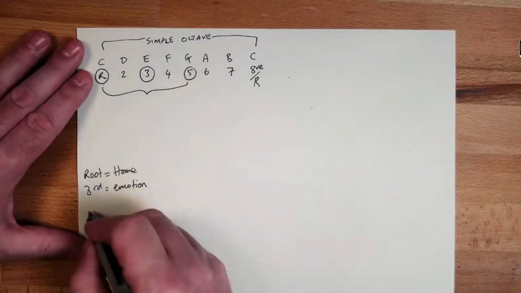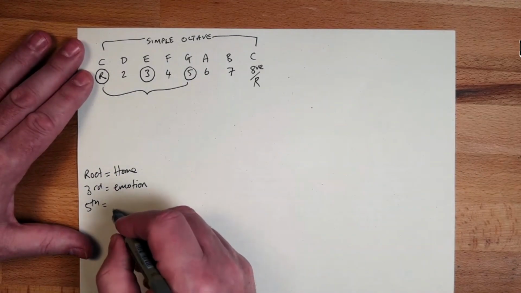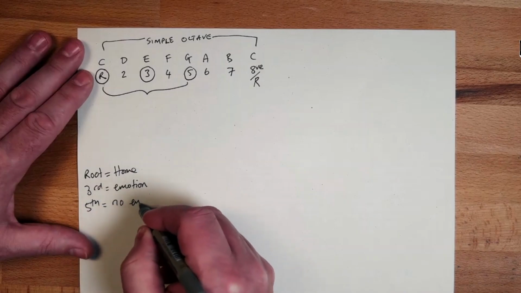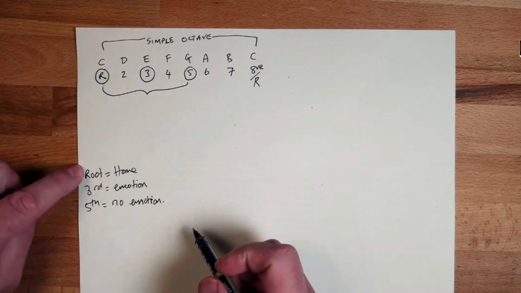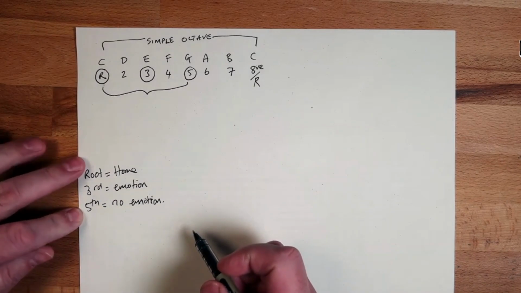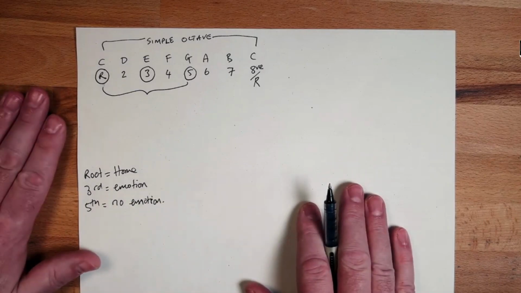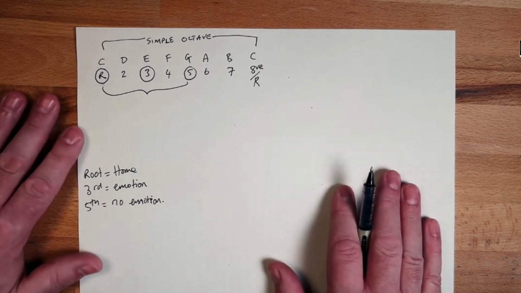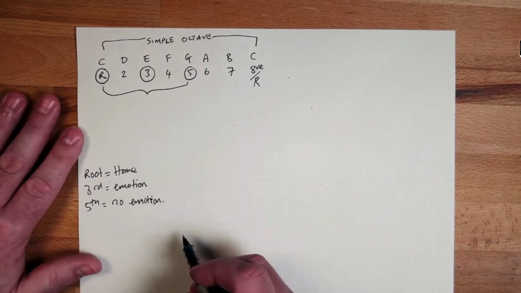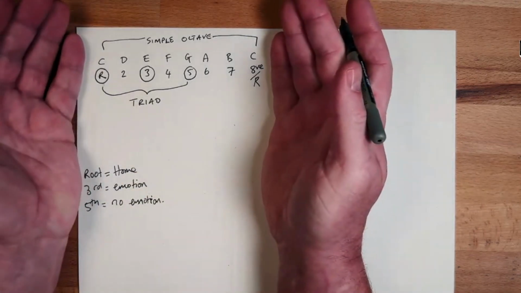The fifth is transparent. It doesn't have any emotion. So it's not an emotional note. If you have a root and a fifth in a power chord, power chords are awesome. It's a blank canvas. You can put minor sounds on top of it. You can put major sounds on top of it. And it always sounds great. That's the triad structure inside the simple octave.